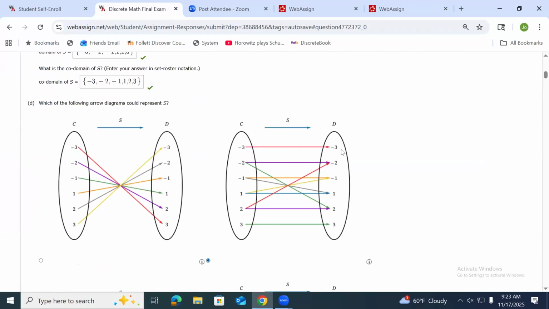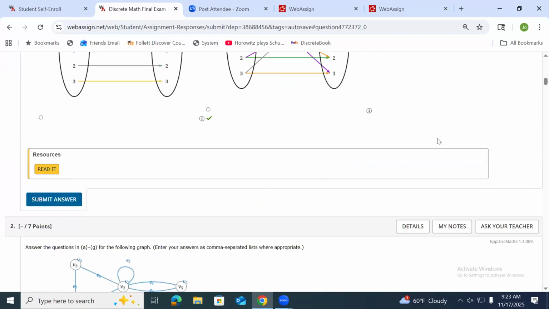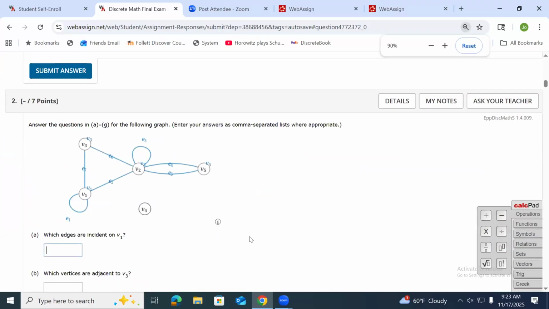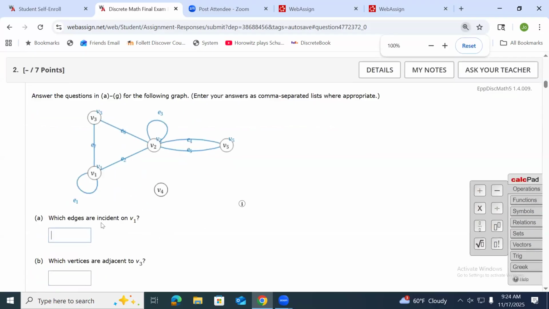Okay, so question 2 is about a graph. Which edges are incident on vertex 1? So which edges basically touch vertex 1? So there's vertex 1, and vertex 1 is touched by 3 edges, right? Who can tell me the 3 blue lines that touch vertex 1?